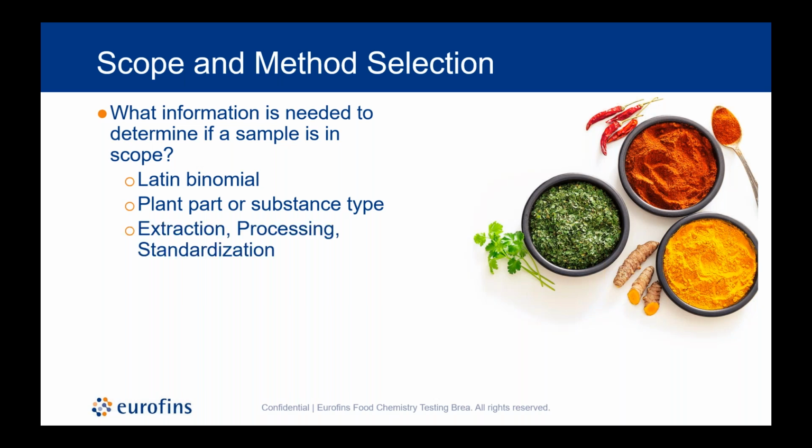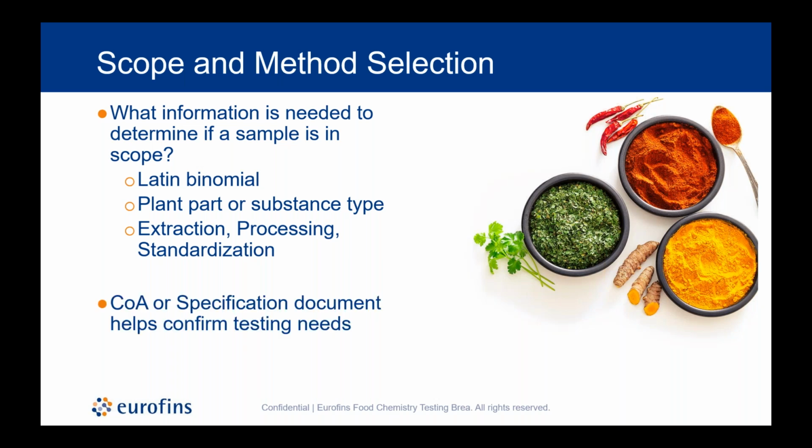And additionally, the extraction, as we noted before, the solvents and any steps in processing or additional standardization that's required to produce this material. We would want to be aware of all that information so that we know that it fits the scope of the method that we have available. And additionally, a C of A or specification document from either the vendor or your own internal specification that defines what your product standards are, that will help us confirm the testing needs that are required to confirm those specifications.